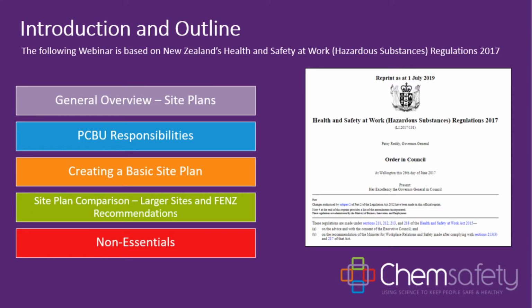This webinar is formatted into 5 main parts. We'll open with a general overview looking at segments of the regulations, and then responsibilities associated with site plan paperwork. In addition, we'll outline how to construct a site plan using free online satellite mapping tools and Microsoft Word. Then we'll look at applying these steps to some other brief examples such as larger sites, and we'll also look at some FENS recommendations for site maps. In the final section, we'll cover some non-essential components that people generally inquire about.